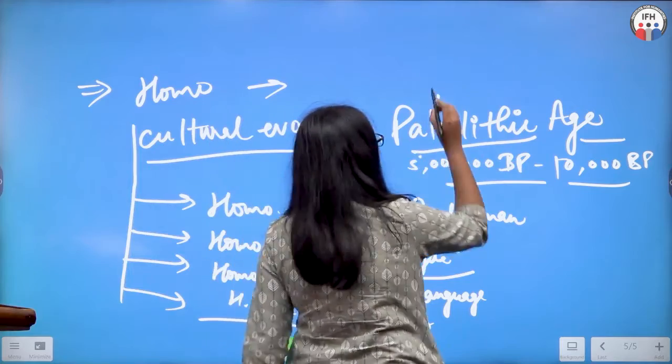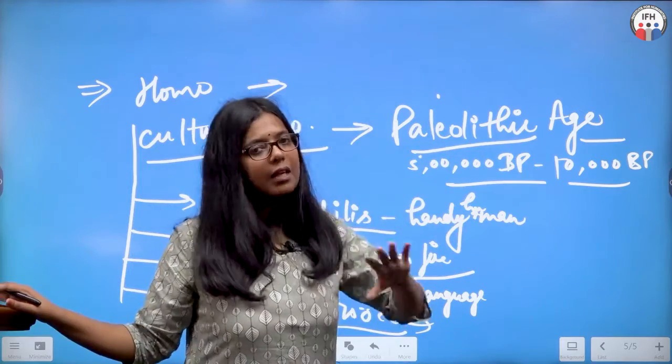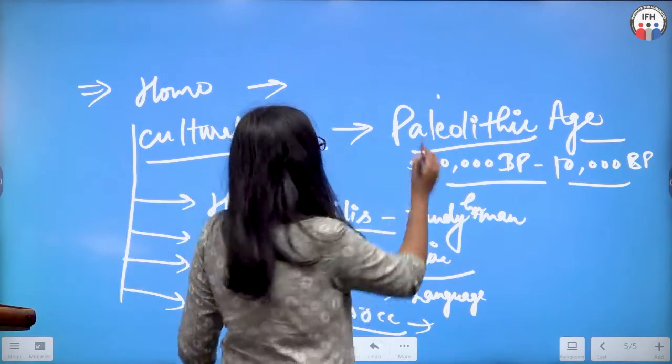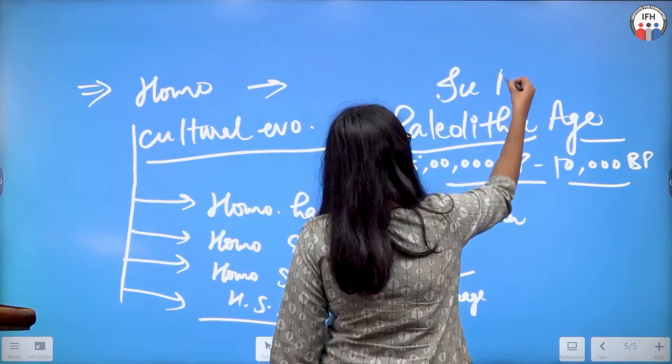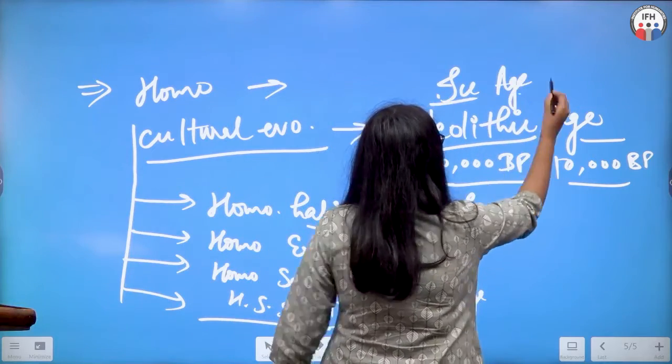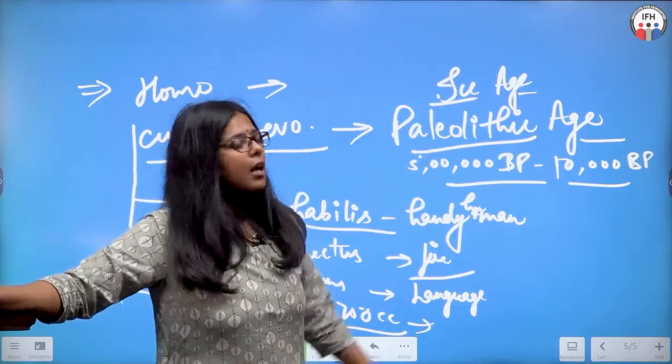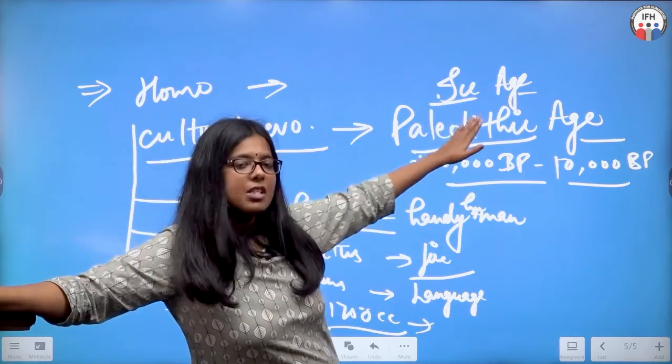So the geological era is also there: the Pleistocene age. You remember it as the Ice Age. You don't need to mug up that name. Ice Age, Pleistocene age, we call it. That is the geological timeline which is going on.